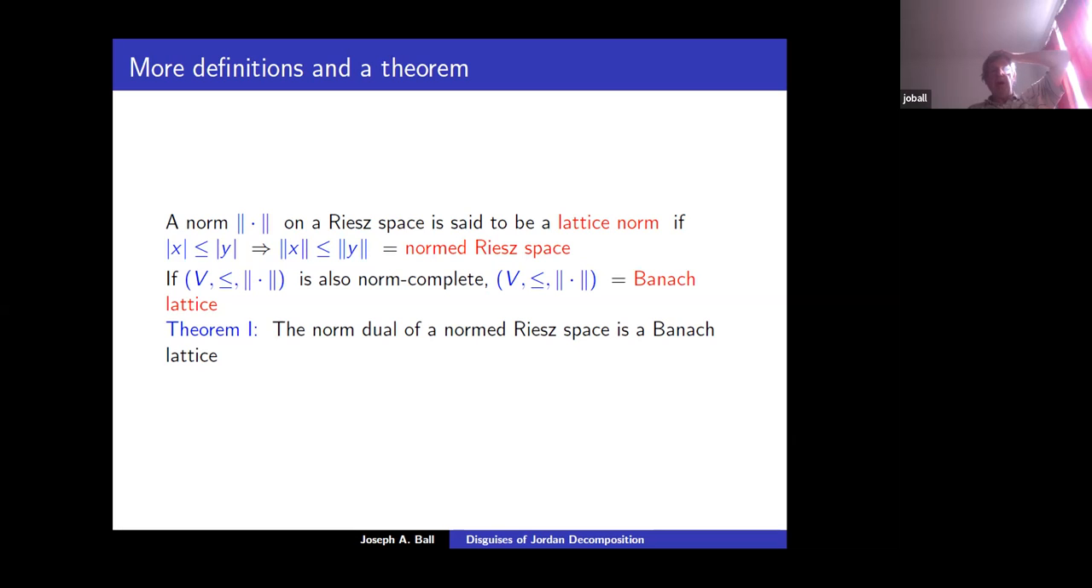So we call it, and we have the order structure. We call this combination a Banach lattice. And there's a theorem I'll call Roman numeral 1: the norm dual of a normed Riesz space is, in fact, a Banach lattice. So you have to do something to prove that, but we don't have time for details.